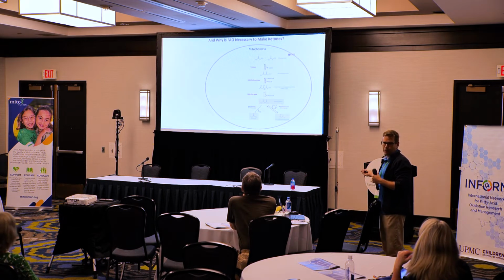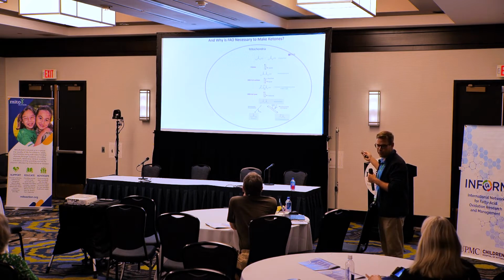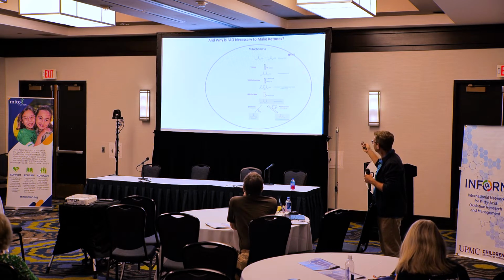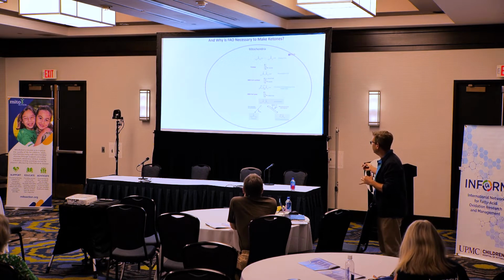So I love biochemical pathways. That's kind of what I do. So I'm showing here this little circle is supposed to be a mitochondria. Inside that is the pathway from ketones. You have all these different enzymatic steps. These steps are all normal in a patient with an FAOD.